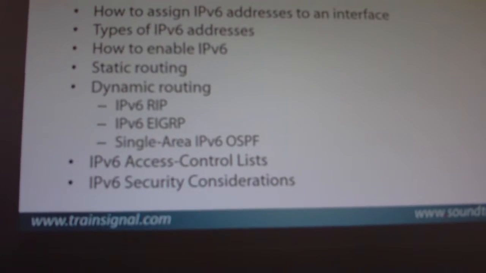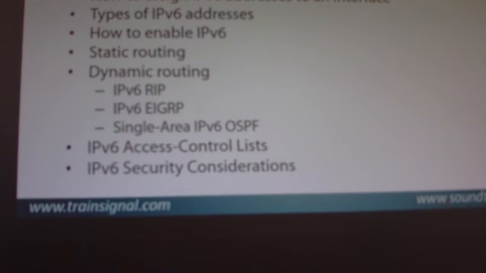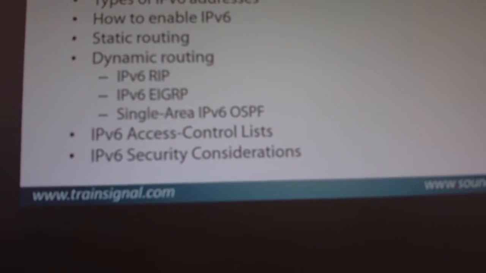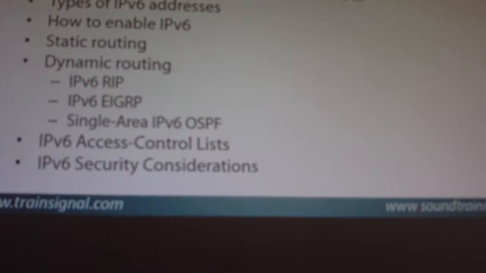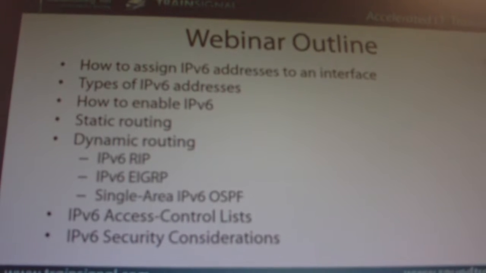So we're not going to go really deep, but I think that by the end of the webinar, you should have a pretty good sense of how to implement IPv6 on a Cisco router. It's not terribly difficult. And we've also got some online resources to help you in the process down the road.